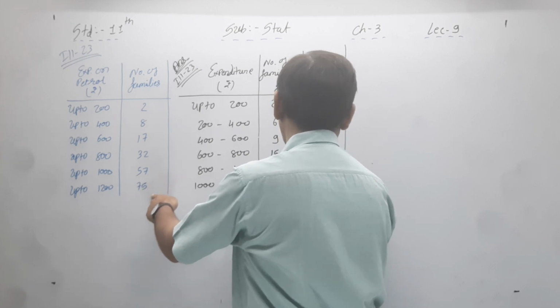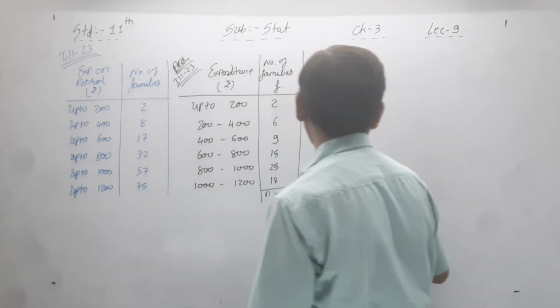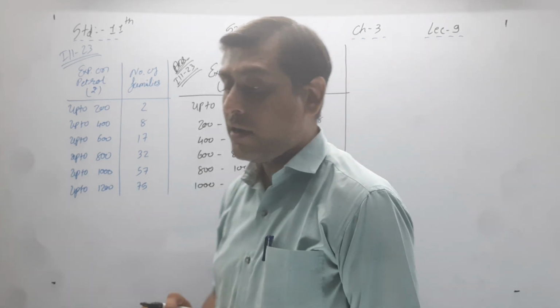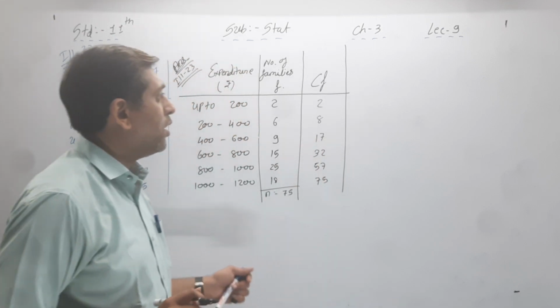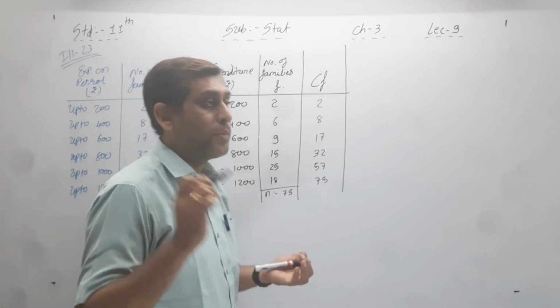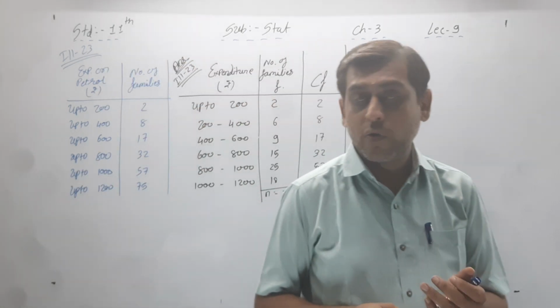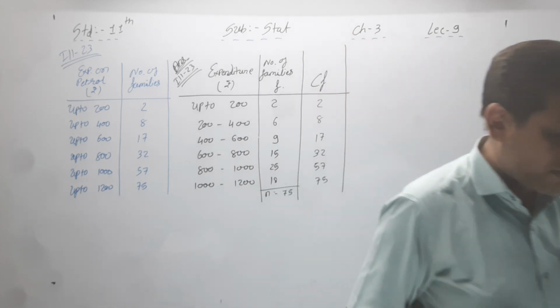So your n is equal to 75. Now here you have to apply the formula and find out the median. So first of all write down this, and then we will discuss the median and its formula and how to apply the formula. Please write down this.